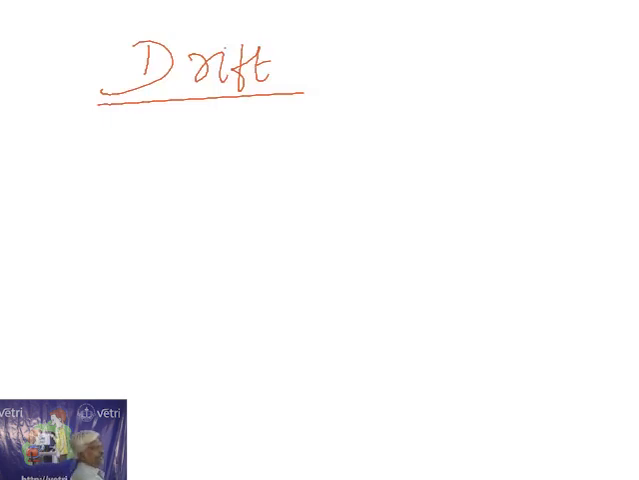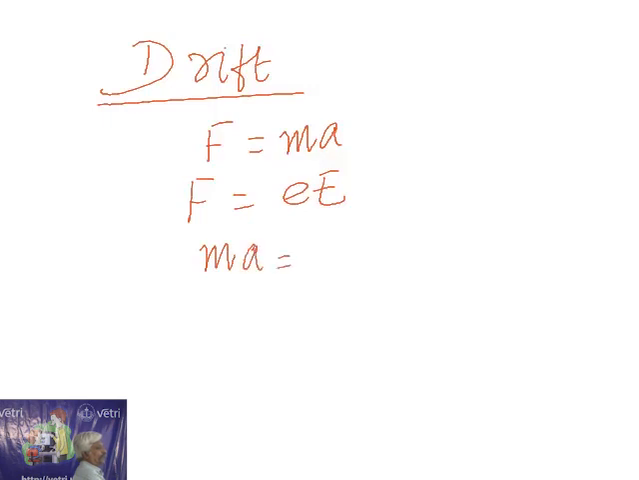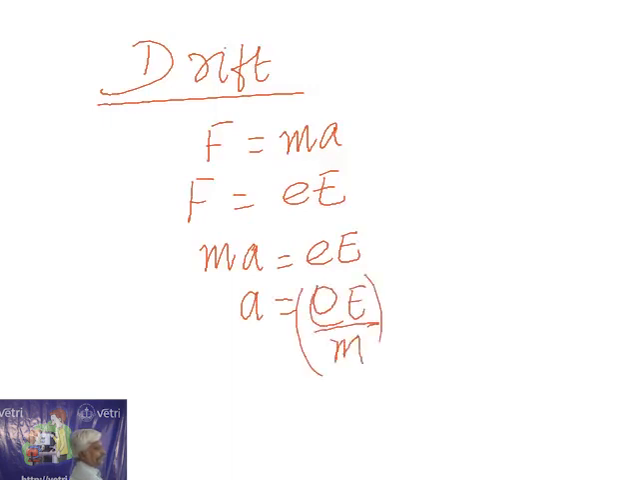So without an electric force, we know by Newton's law, F is equal to ma. Here F is equal to eE. Why? Because capital E is the electric field, small e is the charge of an electron, and charge into field will give force. We already know that. Therefore, ma is equal to eE, therefore a is equal to eE by m. So this is the acceleration.